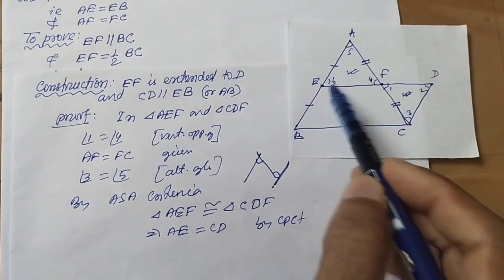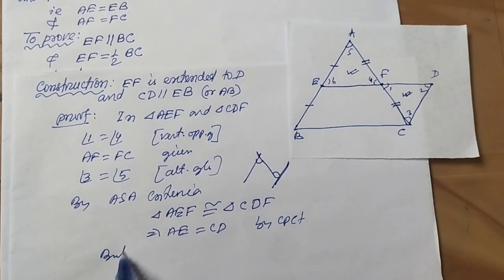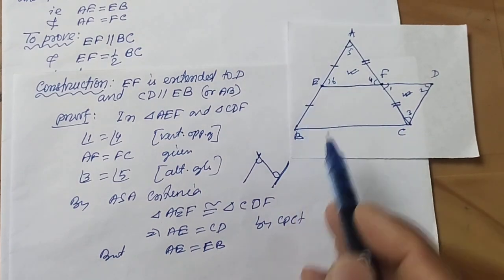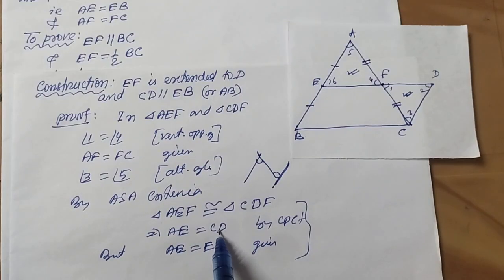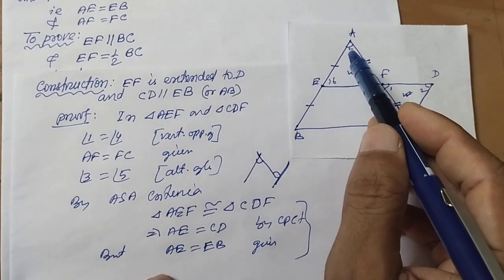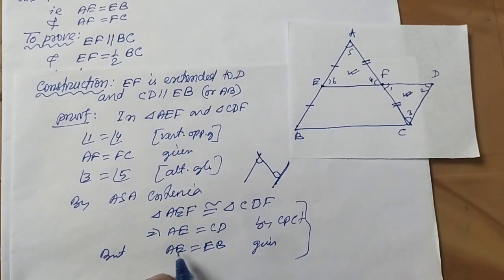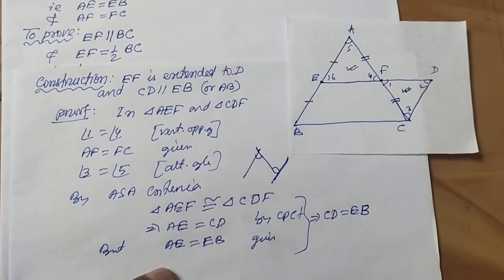What we got? AE equal to CD, but AE equal to EB. This distance AE equal to EB, it is given. So from these two, you see AE is CD and also AE is EB. So LHS equals, so RHS must be equal. What we can say? CD is equal to EB.